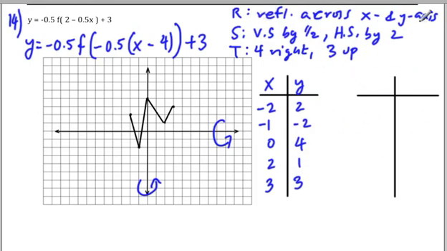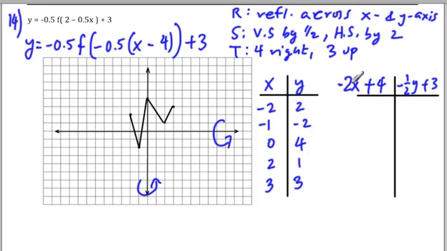Reflection across the x and y axis, so that means the x's will be negative. It's a horizontal stretch by 2, so it's negative 2x, and it's 4 to the right, so it's plus 4. Let's do the y's now. There's a reflection across the x-axis, which affects the y's, so it's negative right away. It's a vertical stretch by half, so it's negative half y, and it's up by 3, so it's plus 3.